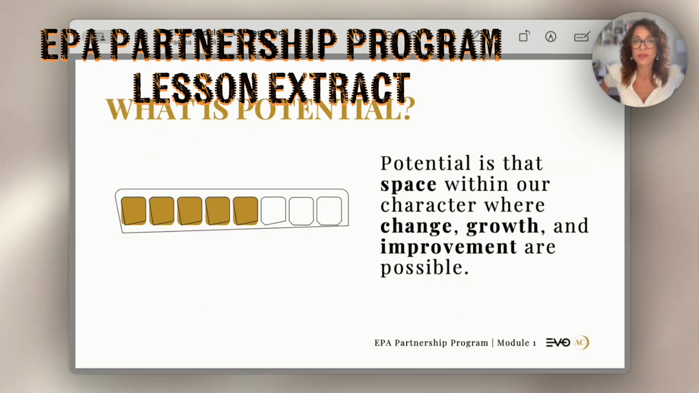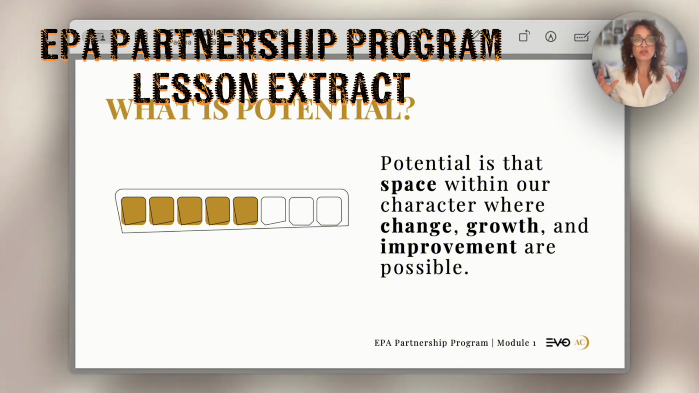So potential in the EPA world is that space within our character where change, growth, and improvements are possible. It's not about perfection, and it's not a fixed score that we either have or we don't have. Think of potential as an unused energy stored in a battery. That battery can be tapped into if we understand what charges it and what drains it. So with the EPA test, we are mapping where that potential lives and how it can be accessed in the context of work, relationships, personal growth, business growth, etc.